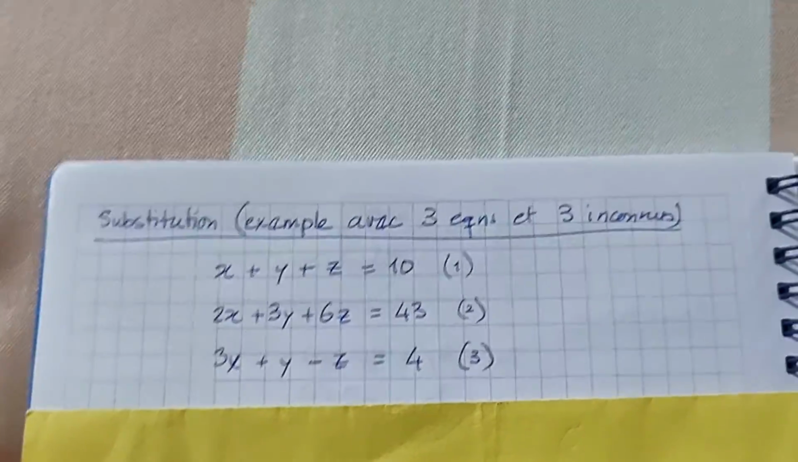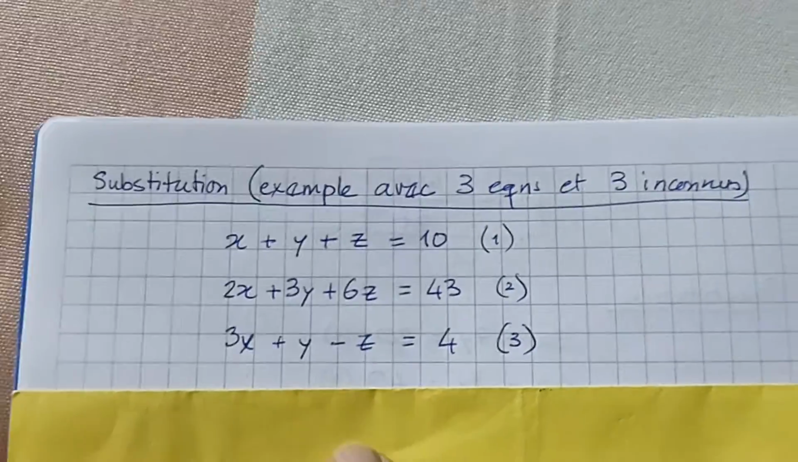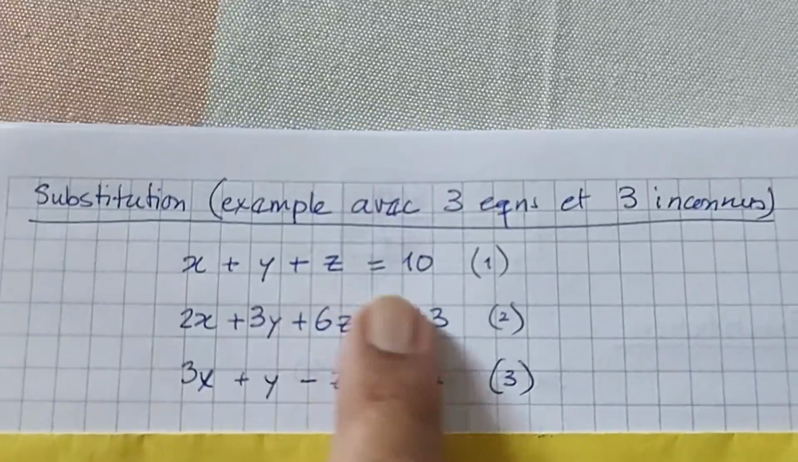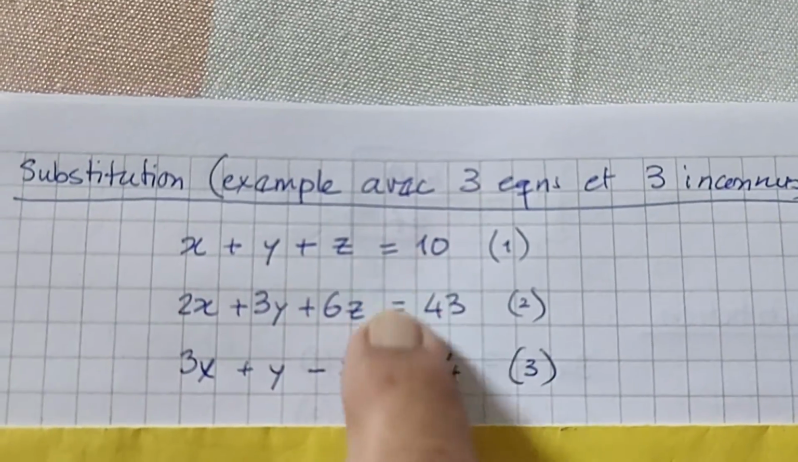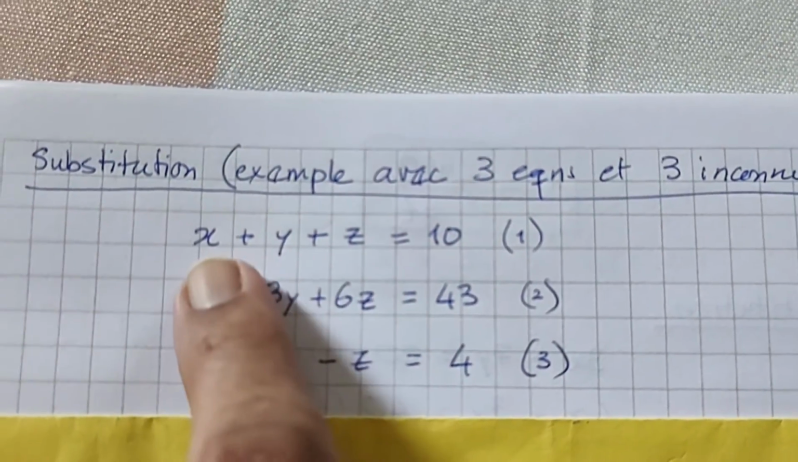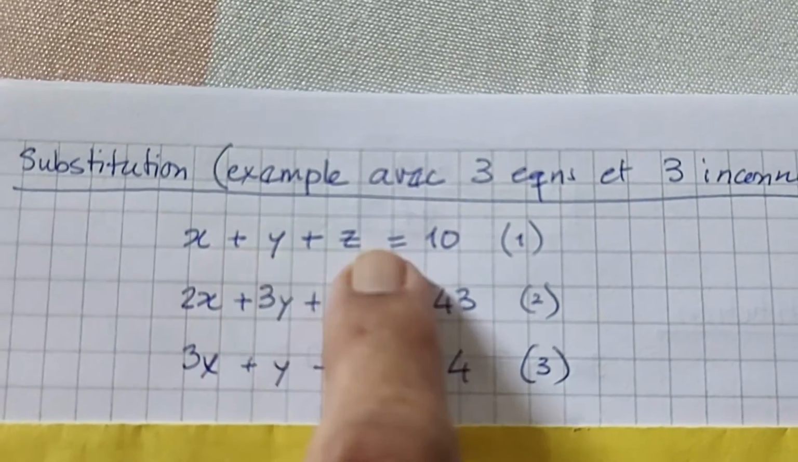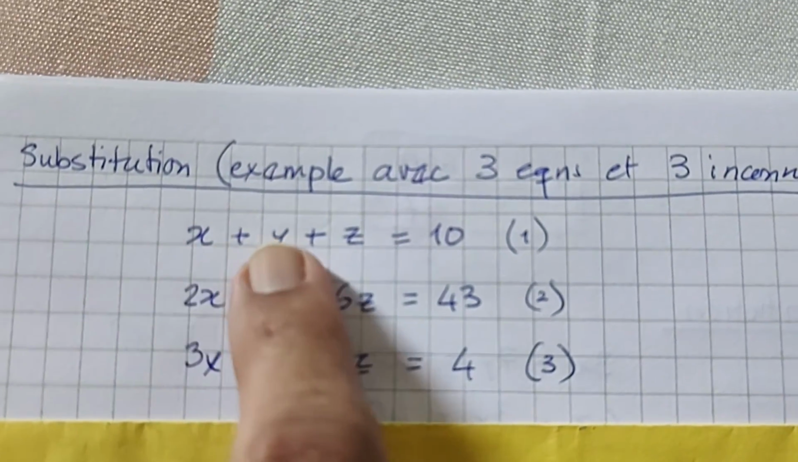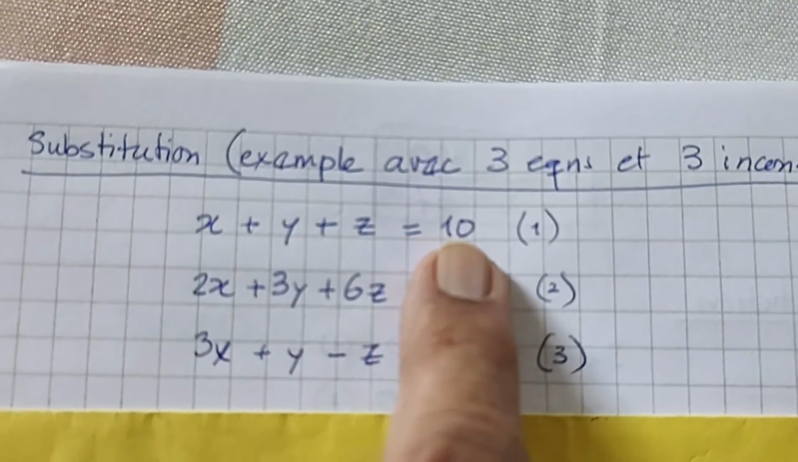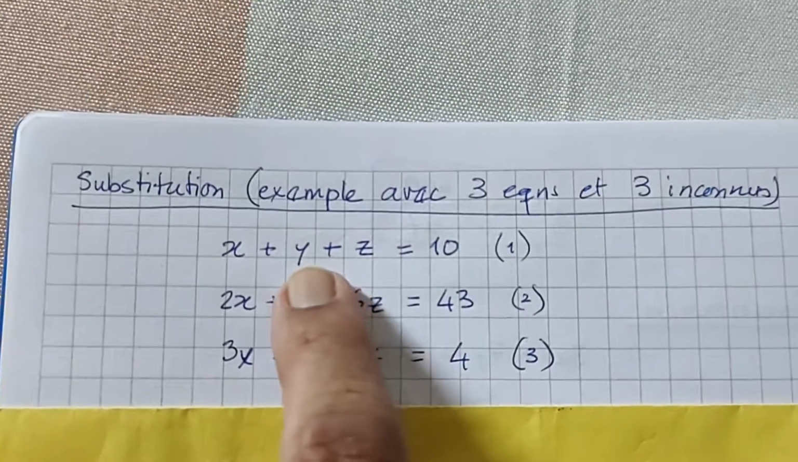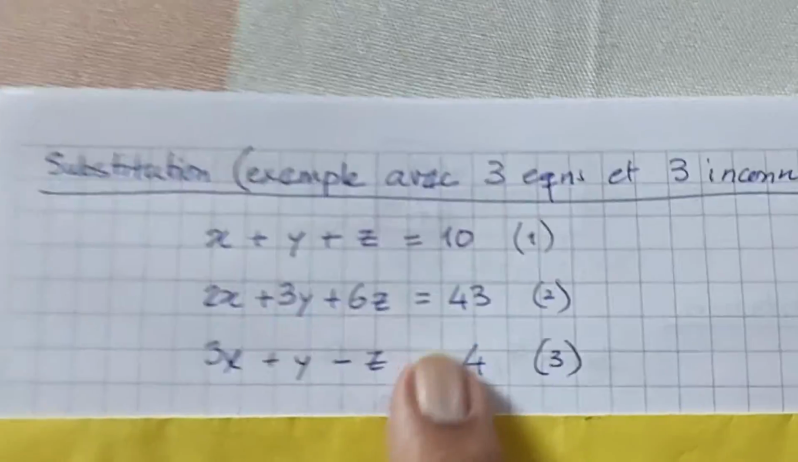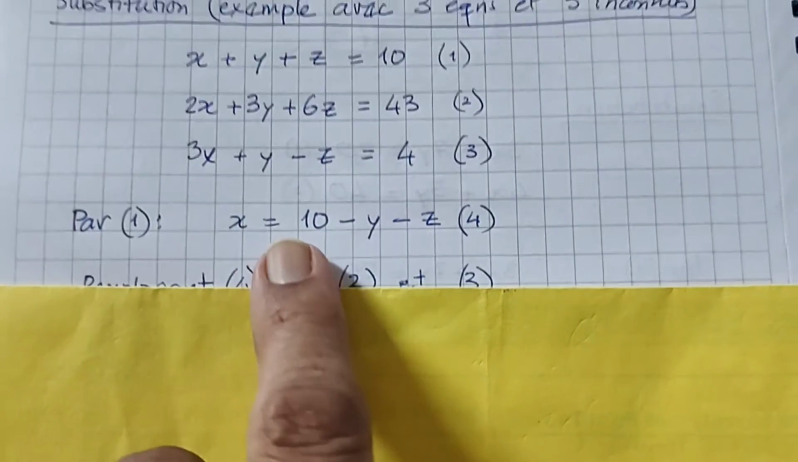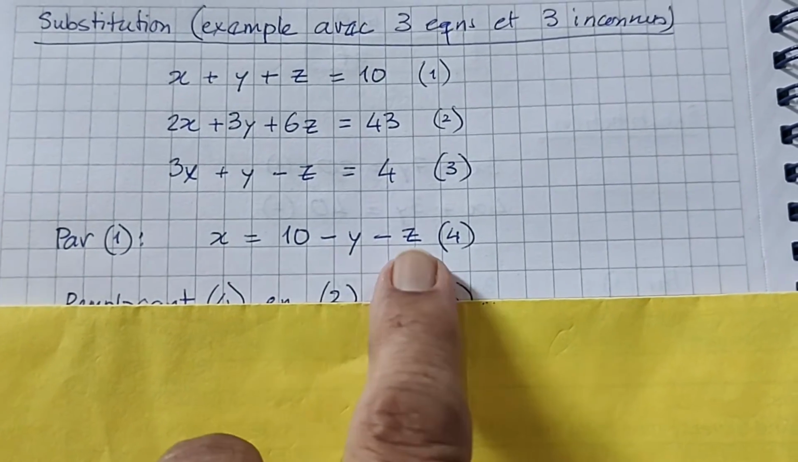Similar to what we did on the previous page, we take any one equation. Here we'll take equation number 1, but you could take 2 or 3. It's simpler because there are no coefficients. These numbers are 1x plus 1y plus 1z, so I prefer to take this. Let's find x in terms of y and z from 1. So you can write: by 1, x is equal to 10 minus y minus z.